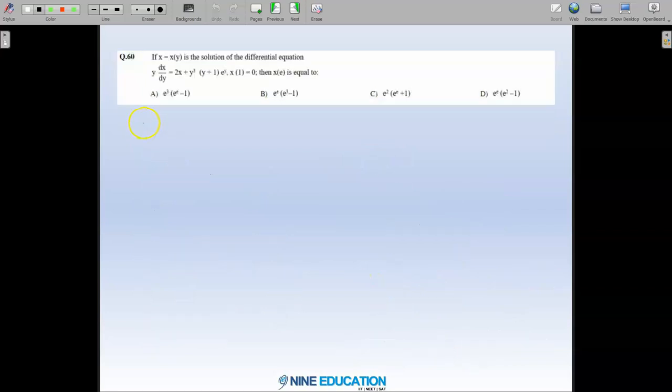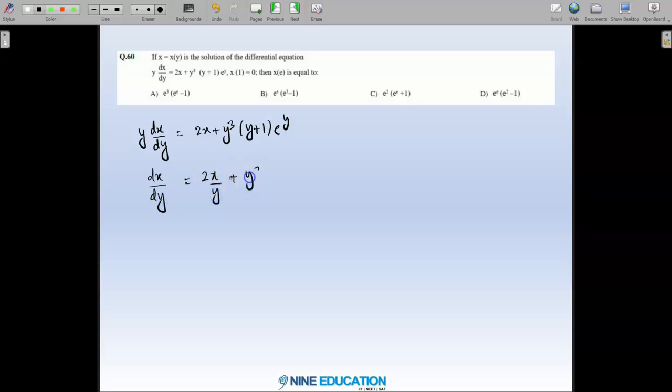Question number 60 is, if x is equal to x(y) is the solution of the differential equation y dx by dy is equal to 2x plus y cube into (y plus 1) e power y, x(1) equal to 0, then x(e) is equal to. So let's write the given question once more properly. y dx by dy is given as 2x plus y cube (y plus 1) e power y. Okay. Now let's divide this entire equation by y. We'll be getting dx by dy equals 2x by y plus y square (y plus 1) e power y. Now I can transfer 2x by y to the left side.